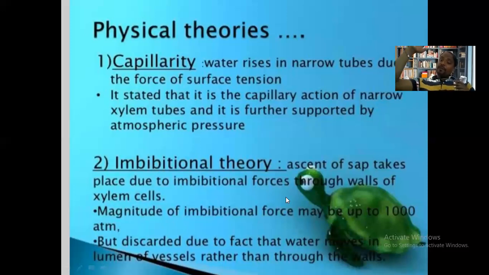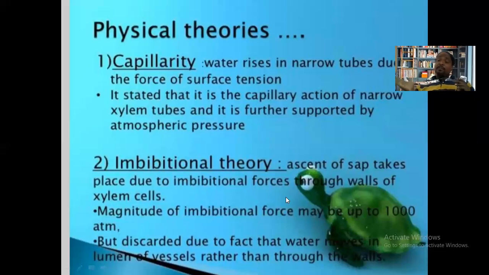Ascending of the water will take place. Okay, up to some extent this is true, and this theory will work for herbaceous plants, but this theory will not work for trees which are 3000 years old and 400 to 500 feet in height. In this situation this theory proved to be wrong, so this theory is also not accepted by different scientists.